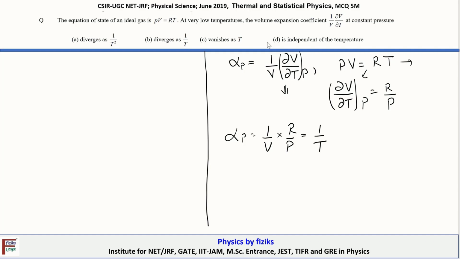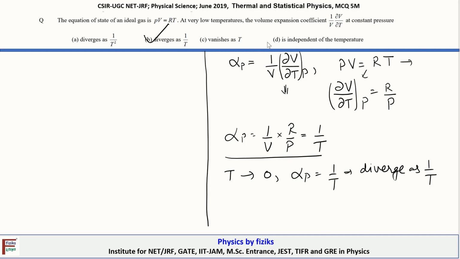Okay, so now we are asked that at very low temperatures, that means when temperature approaches 0, the volume expansion coefficient, which is given by this relationship, alpha P, equal to 1 by T, will diverge as 1 by T when temperature approaches 0. So therefore here V is the correct option.